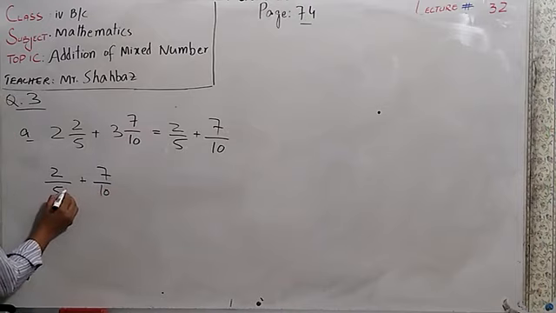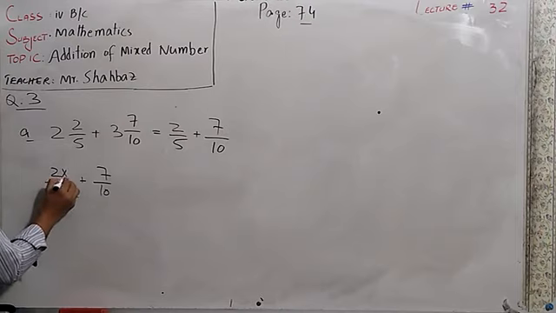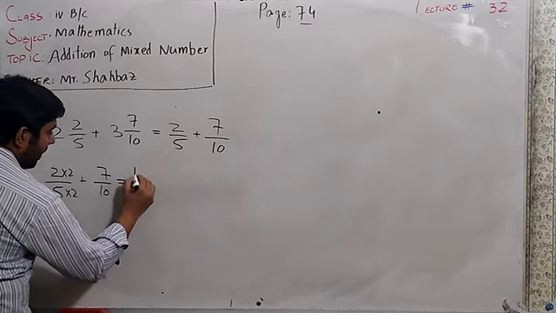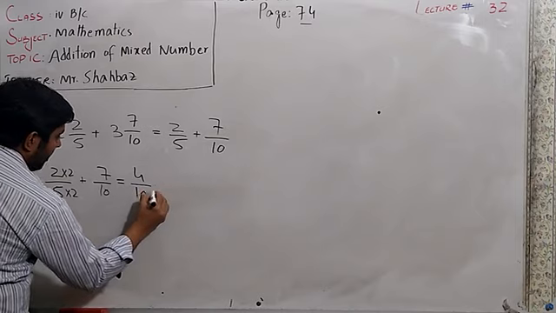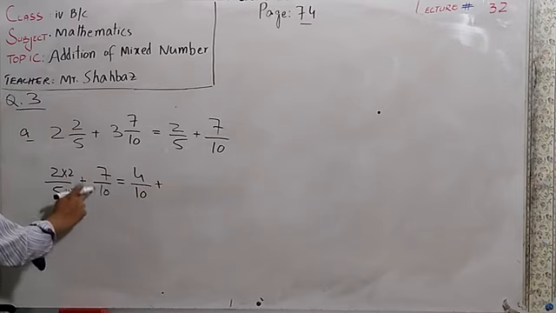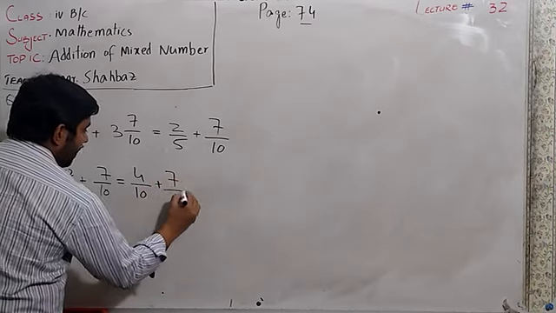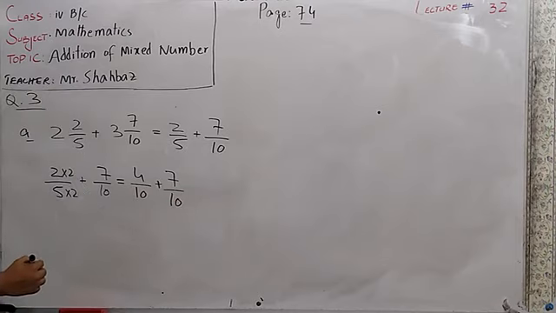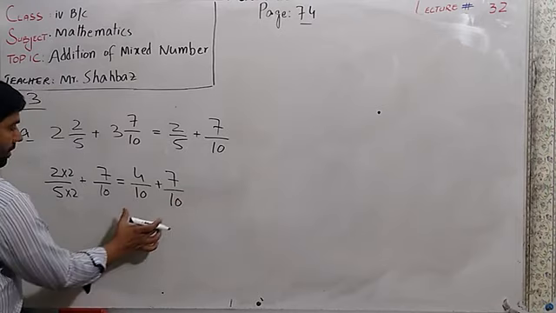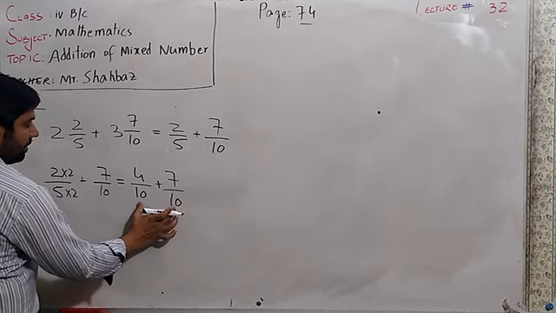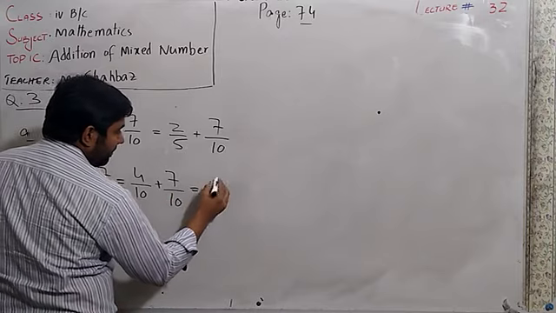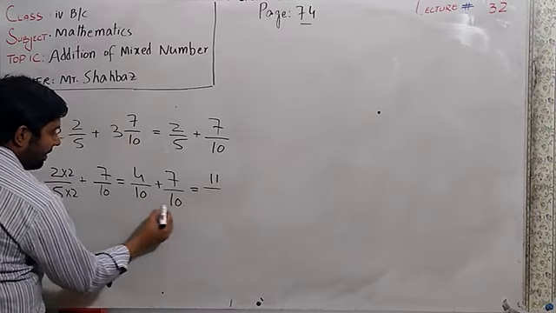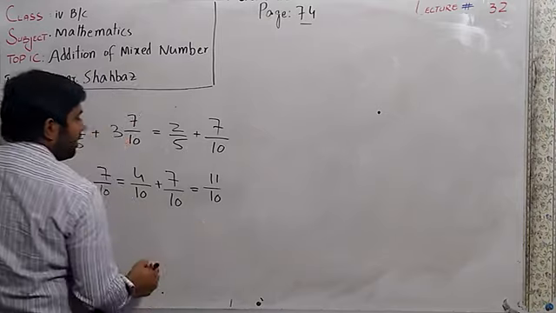2 over 5 plus 7 over 10. So we will multiply this with 2, it will be 10, and this also with 2. Then 2 multiplied by 2 will be 4, 5 multiplied by 2 will be 10. And this one 7 over 10 will be as it is. So now these are like fractions, 10, this also 10. We add the numerators, 4 plus 7 will be 11, and this 10 as it is.